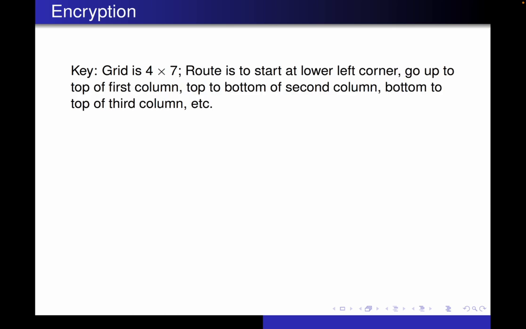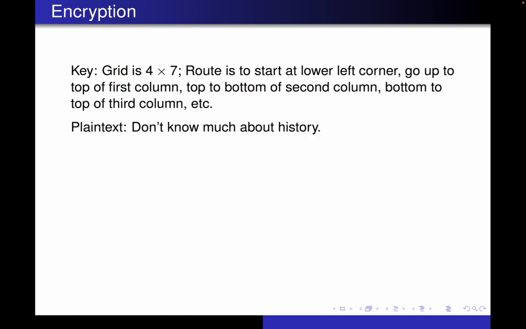All right, so here's an example. We're going to use a key. Remember, I've got to tell you how many rows and columns are in the grid, and I've got to tell you what the path is. So our grid is going to be 4 by 7, 4 rows, 7 columns. The route that we're going to use is start at the lower left corner, go straight up to the top of the column, move over to the second column, go straight down to the bottom of that column, move to the third column, go straight up to the top of the third column, etc., alternating going down and up the columns until you get to the end.